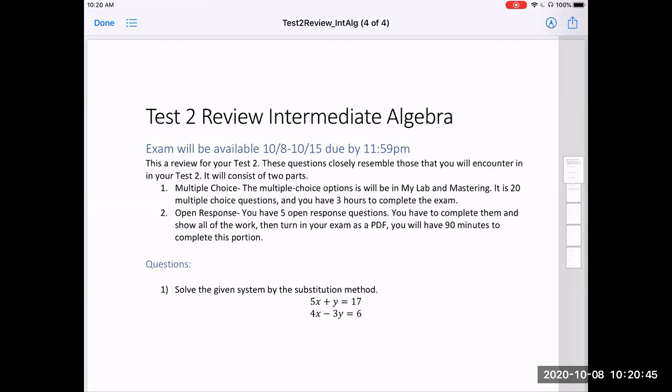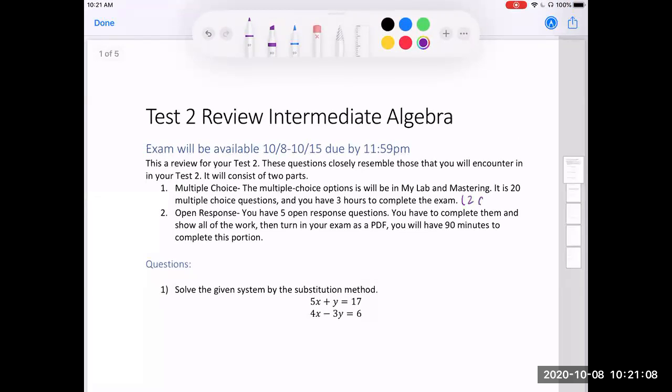Okay, so this is a review for your test 2. These questions closely resemble those that you'll encounter in your test 2, and your test 2 will be made up of 2 parts. You first have multiple choice. The multiple choice option will be on MyLab and Mastering, just where you complete your homework. There are 20 multiple choice questions, and you have 3 hours to complete them. And you also have 2 attempts.